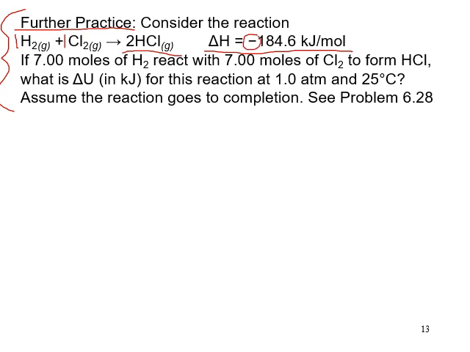And then this question asks: if 7 moles of H2 react with 7 moles of Cl2 to form HCl, what is the change in internal energy for this reaction? Now there's a bit of a trick question here, because you'll see that 1 mole of a gas and 1 mole of a gas makes 2 moles of a gas: 2 moles of gas on the reactant side and 2 moles of gas on the product side. So your change in volume would be 0.